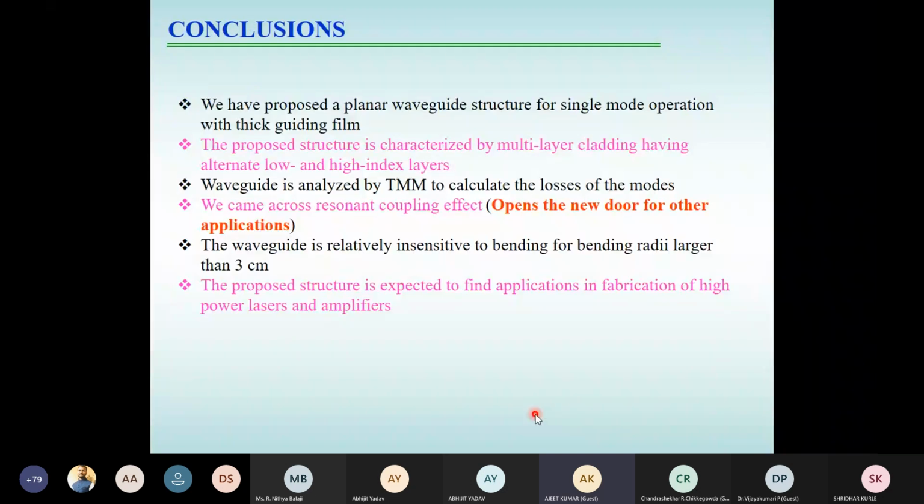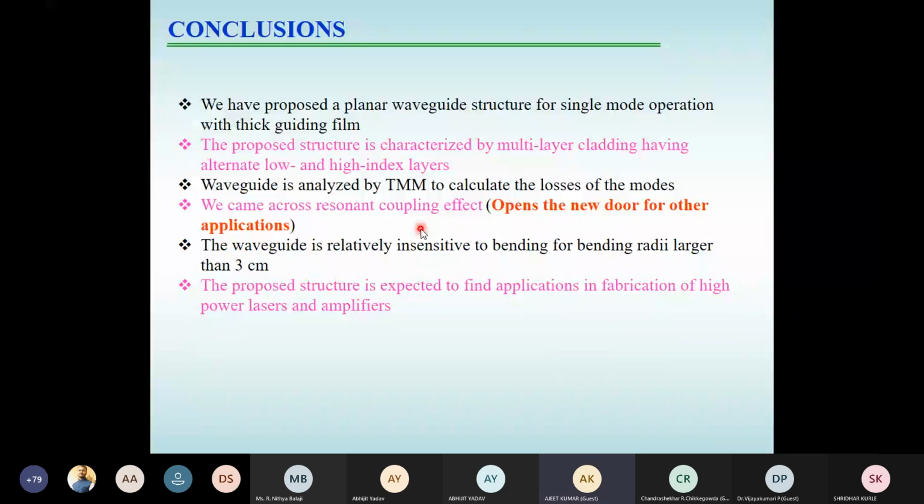So one of the outcomes from here is that we got to know about a resonant coupling effect, and this has opened a new door for other applications. In the later part, I will discuss not the fiber, but gain flattening and dispersion compensation, where I will show you this particular effect we have utilized for these applications.